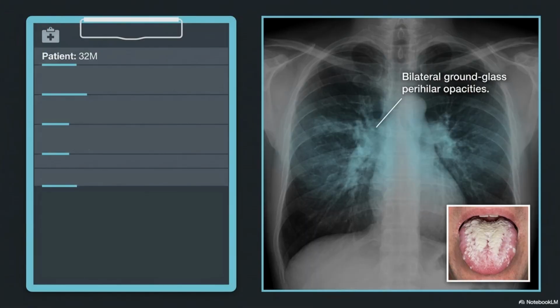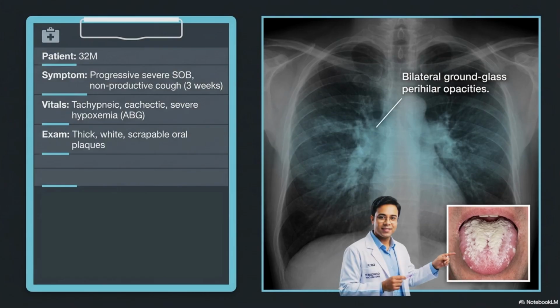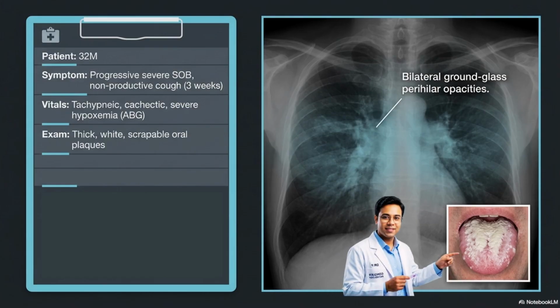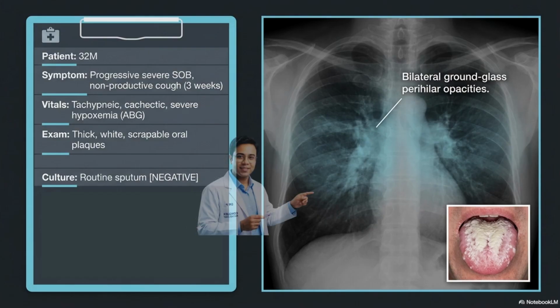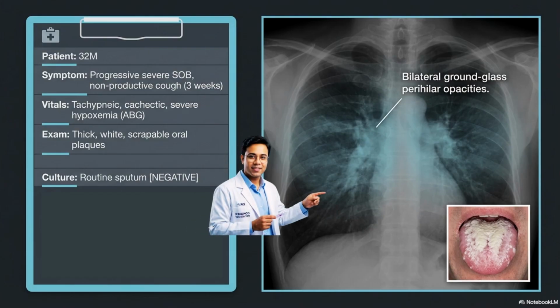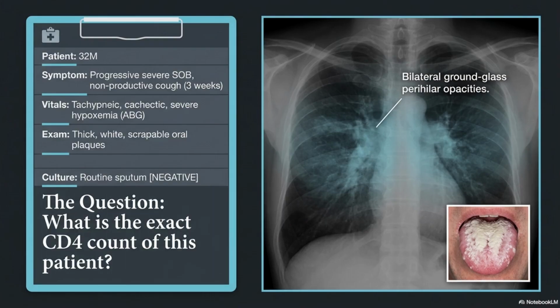We have a 32-year-old male presenting with progressive, severe shortness of breath and a non-productive cough for the last 3 weeks. Looking at his vitals, he is tachypneic, cachectic, and an ABG reveals severe hypoxemia. On your physical exam, you easily notice thick white scrapable plaques in his oral cavity. We run a routine sputum culture and it comes back completely negative. Looking at the imaging on screen, you can see bilateral ground glass perihilar opacities. So based on these clues, here's the question for you. What is the exact CD4 count of this patient?